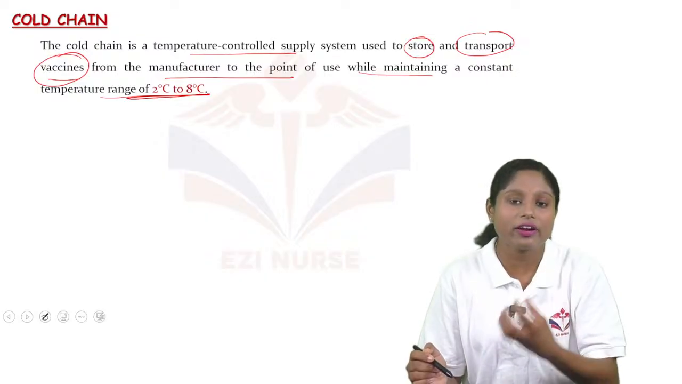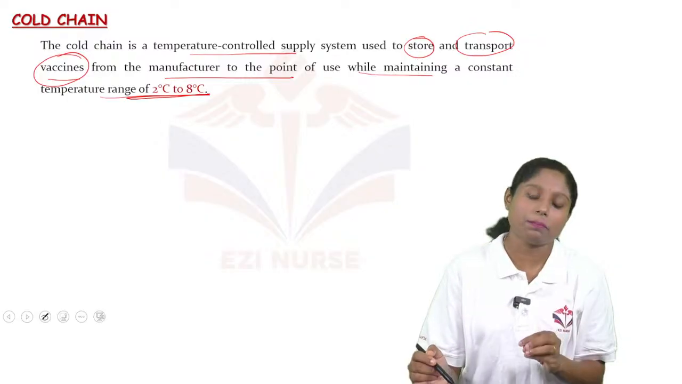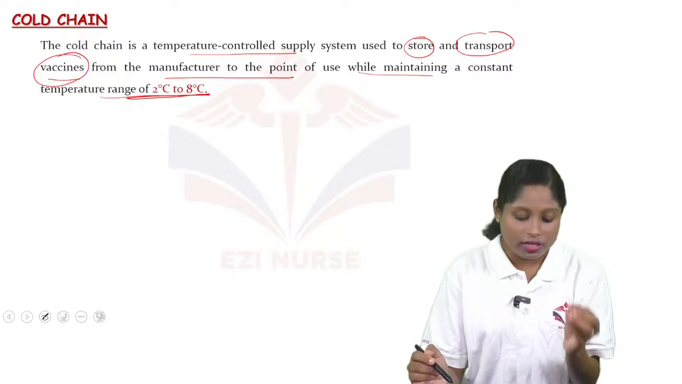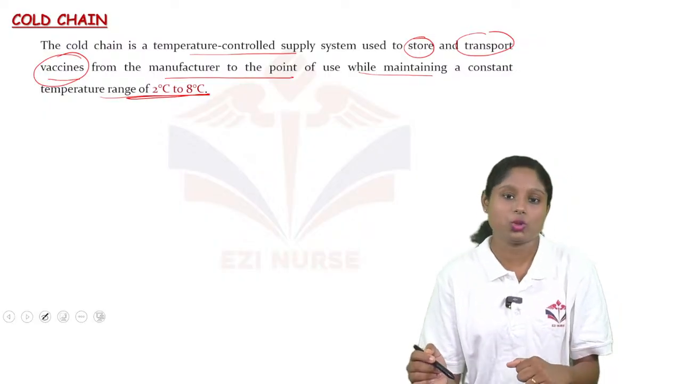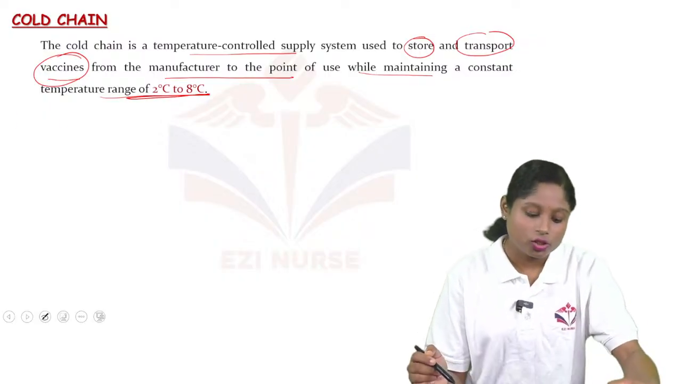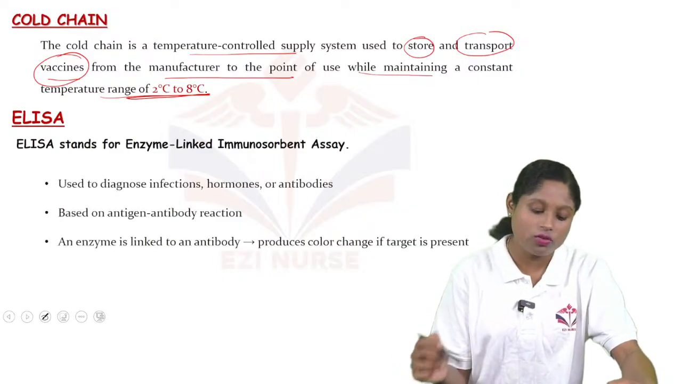Vaccines should be stored and transported. For that we are using a temperature-controlled supply system with a temperature of 2 degrees Celsius to 8 degrees Celsius. That is what is known as the cold chain. Clear? Cold chain.